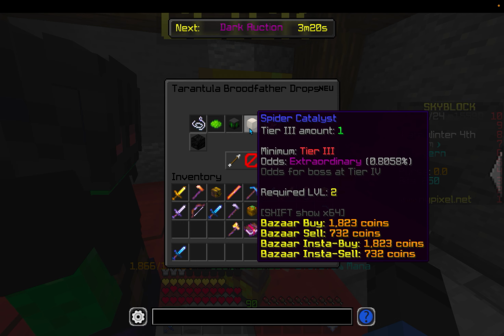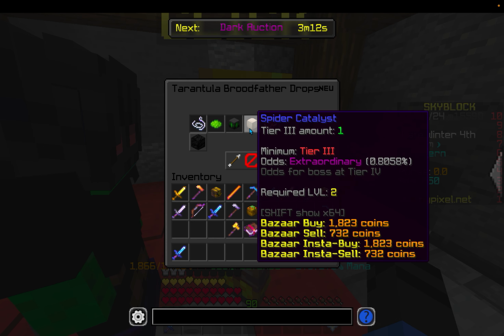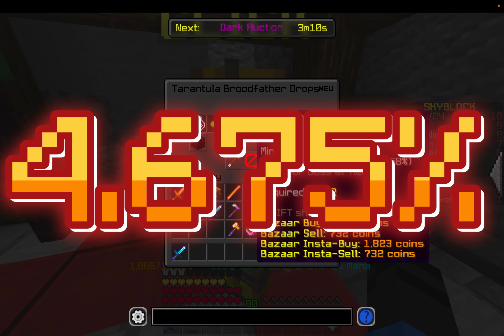So our true probability is 2.67% plus 2.06% minus 2.67% times 2.06%, which is equal to 4.675%. And yeah, that's it.